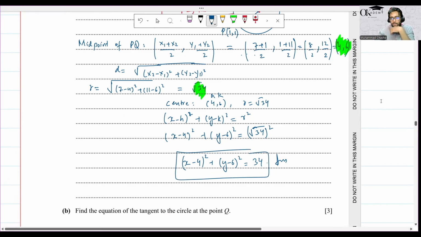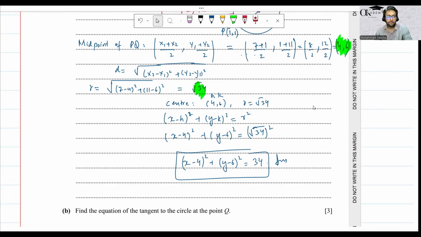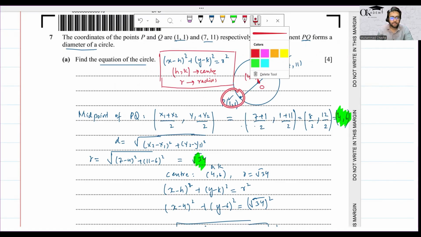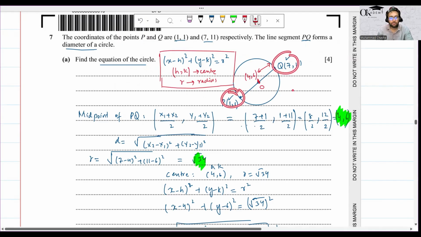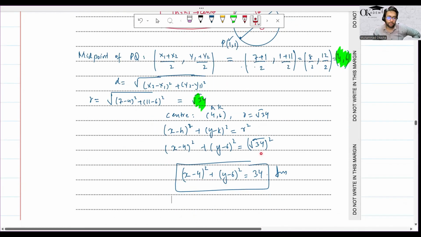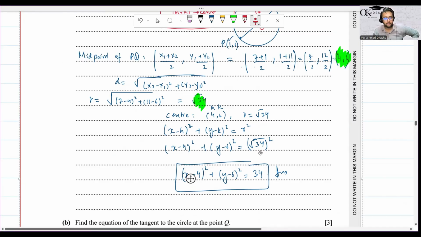I'm hoping that it makes sense. Pause and reflect. That's what we did. We were given the ends of the diameter. First things first, we found out the midpoint, because the diameter runs through the center, right? It has the center right in the middle. So the midpoint of the diameter gave me the center, right? Then I used the center and the point at the end to work out the radius, because this is the radius, right? Then I used the standard form of the equation of the circle. I've put the center and the radius in there, and I got the equation of the circle.